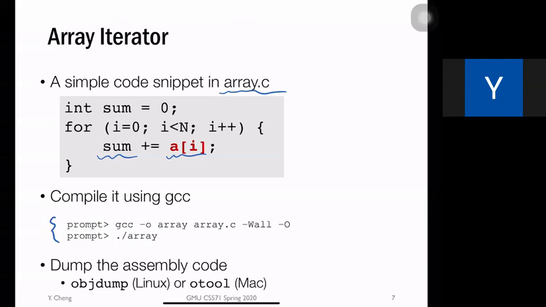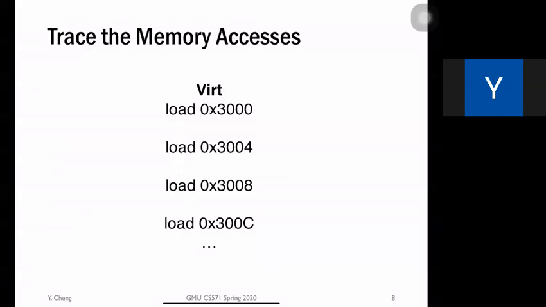In order to zoom in and examine the exact assembly code instructions, you can use objdump, object dump, if you are running the code within a Linux box, or if you're using a MacBook, you can use a tool called otool, whichever is best suited. This slide shows the memory access patterns, the virtual memory access patterns, okay?